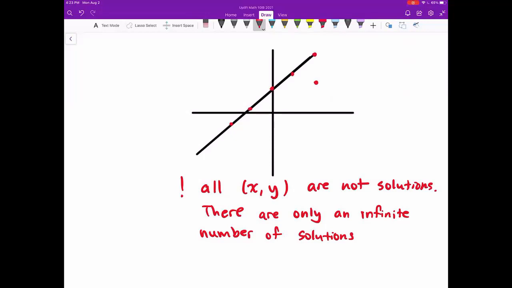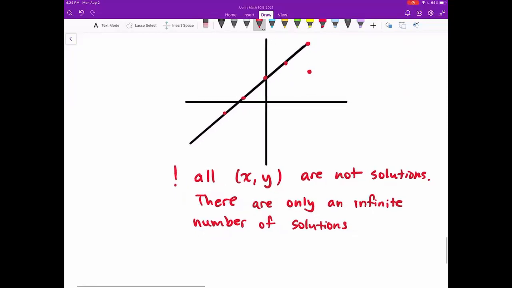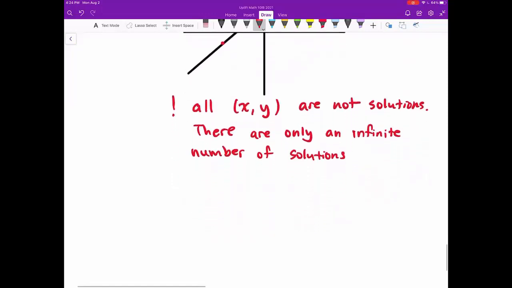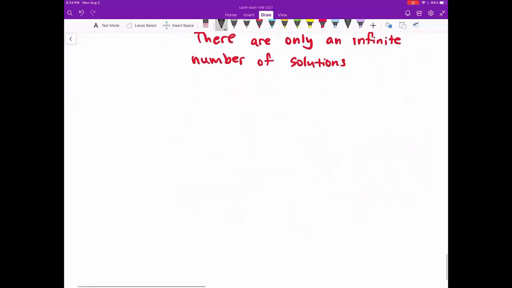Okay, does that kind of make sense? Hopefully. Okay, we're gonna assume that's a yes. Cool. So actually, we should move on to the second method. Oh yeah, the elimination one.